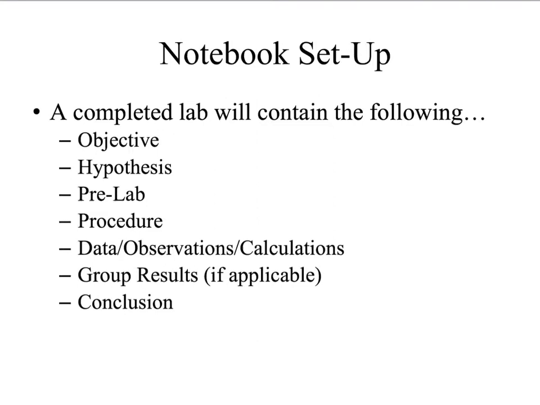Here are the sections that a completed lab will contain. First is the objective, then the hypothesis, a pre-lab, procedure, data observations and calculations, group results if we accumulated group results, and then finally a conclusion. Now it may seem like a lot, but realistically the first 4 should be done before you even get into the lab. You write down all of the stuff for the data observations, and the calculations probably can get done in class, and the group results you'll get from class. So really about the only thing that you actually have to take home or maybe do outside of class is your conclusion.